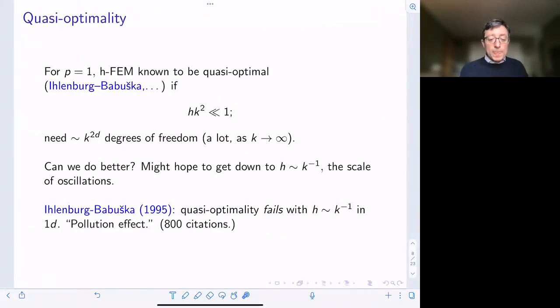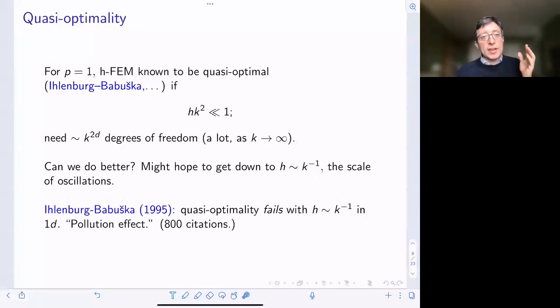So what's known? Going back to Ihlenburg and Babuška, for polynomial degree 1, for piecewise linear elements, this quasi-optimality is known to hold uniformly in k, as long as this condition is satisfied: Hk squared is sufficiently small. H is the mesh size, remember, and k is the frequency parameter. So if you cost that out, according to my formula for degrees of freedom, that's k to the 2d degrees of freedom. So if you're in 3 dimensions, k to the 6th. It's quite a large polynomial number of degrees of freedom as k goes to infinity.